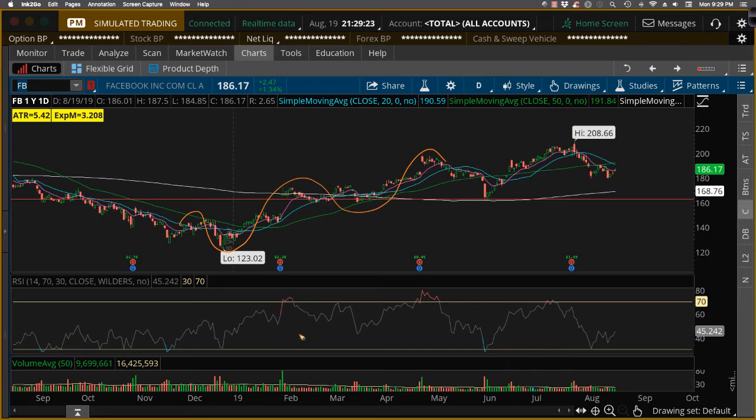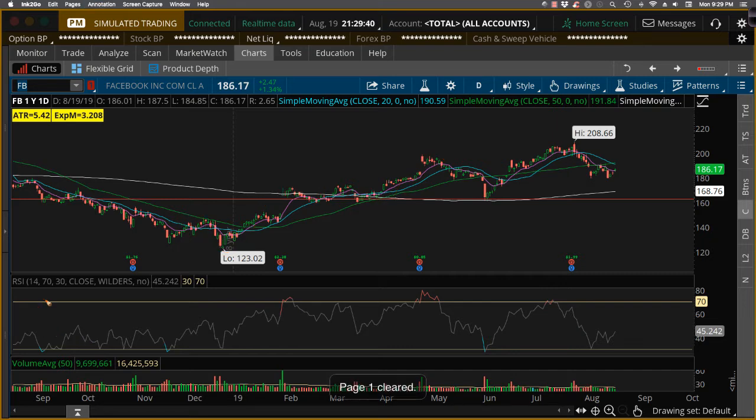And again, the default setting on this is set to 14 days, which goes back to the original article that Wells Wilder suggested, a 14-day setting. But there are other popular settings. 20 days would match a month, and 10 days would match a swing cycle.